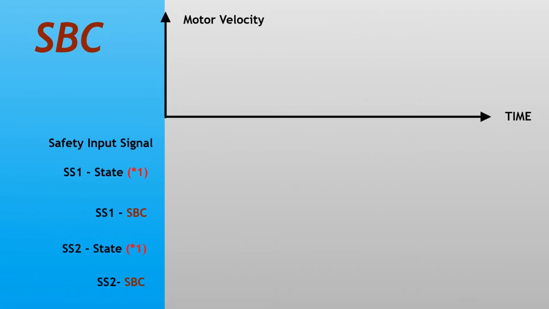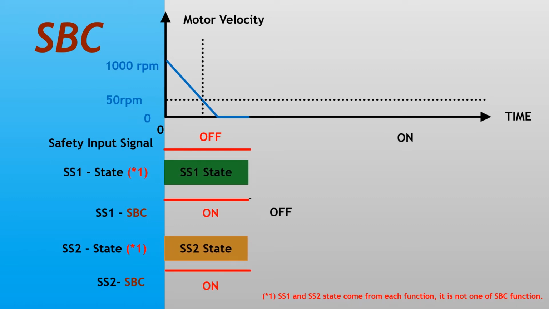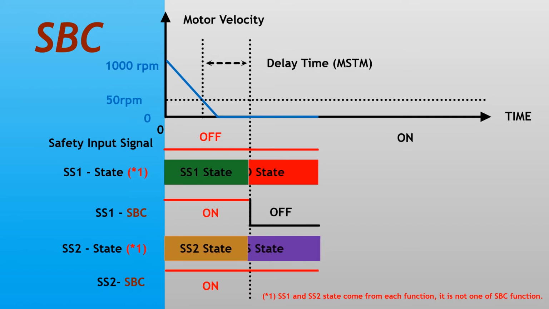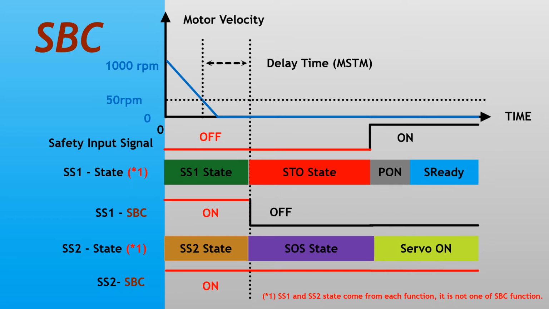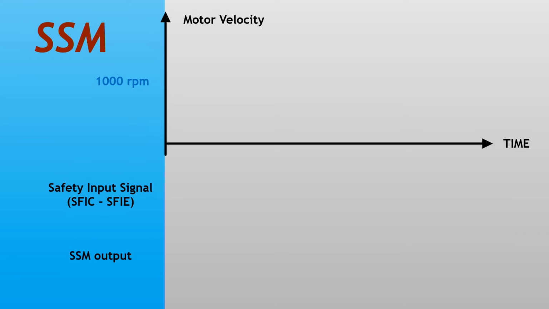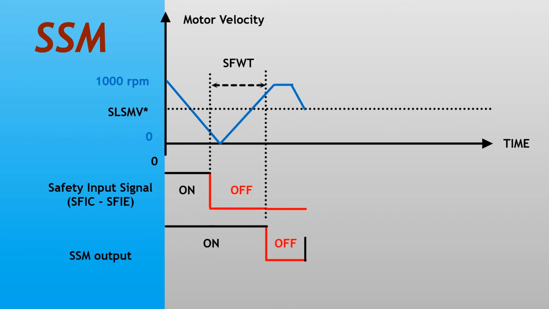SBC is an output for holding brake control signal while servo off, while transitioning to servo on state from servo off, or while transitioning to servo off state from servo on state. SSM signal is an output when actual velocity is within the safe velocity monitoring level selected by three input combinations of SFIC to SFIE. SLS function and SSM function are not able to be used simultaneously.